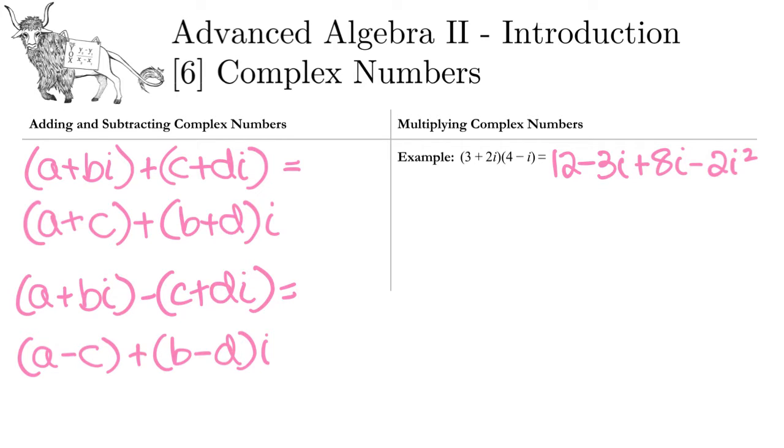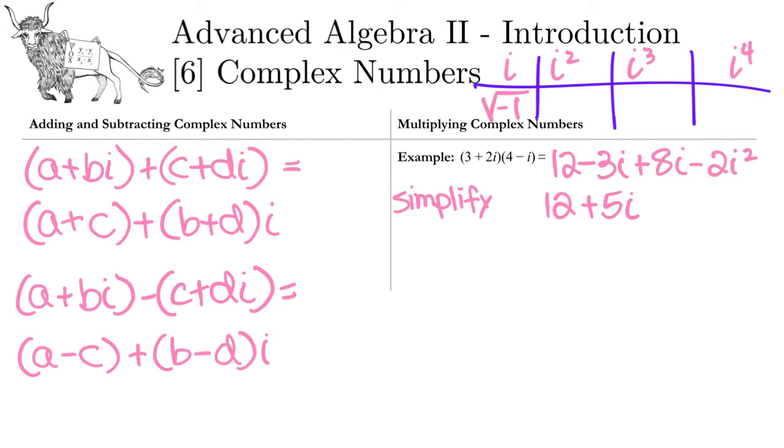Now we can simplify. So we have 12, negative 3i plus 8i is 5i. But what is i squared? Well, it's the square root of negative 1 times the square root of negative 1, which is negative 1. So we have negative 2 times negative 1. Now we can simplify again. Negative 2 times negative 1 is 2, plus 12 is 14, so we have 14 plus 5i, which is in the form of a complex number, a plus bi.